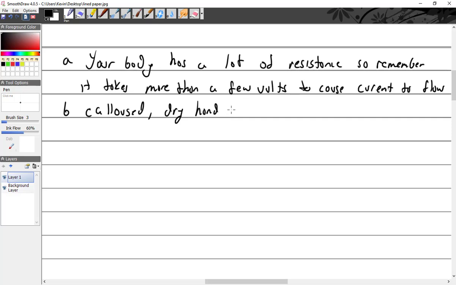May have greater than 100,000 ohms, because you have a thick layer of dead skin, believe it or not. Internal body has about 300 ohms. It's not much. So once you break through, it flows a lot easier. So you don't want that to happen.